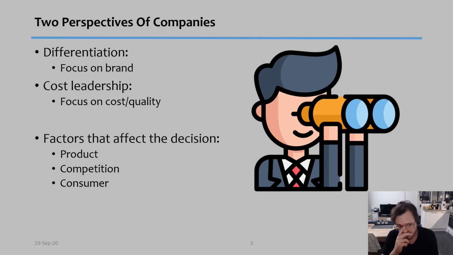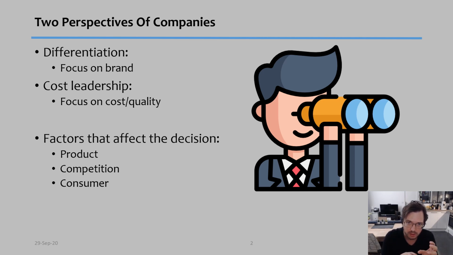A company can typically follow a differentiation strategy, which means they're going to focus on their brand and show to the market why they are different from all the others, or they can follow cost leadership, which basically means they will focus on the relationship between cost and quality. In other words, they're going to try to offer the best quality that they can at the price range that they define.